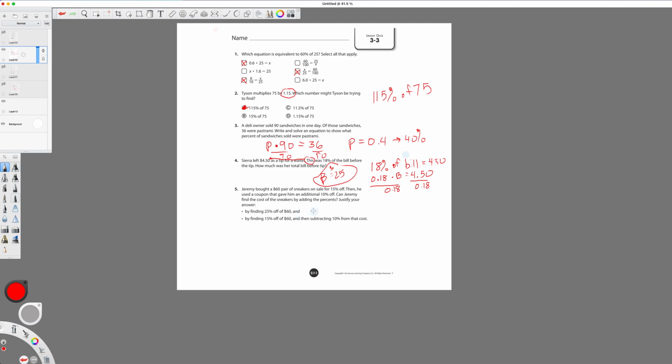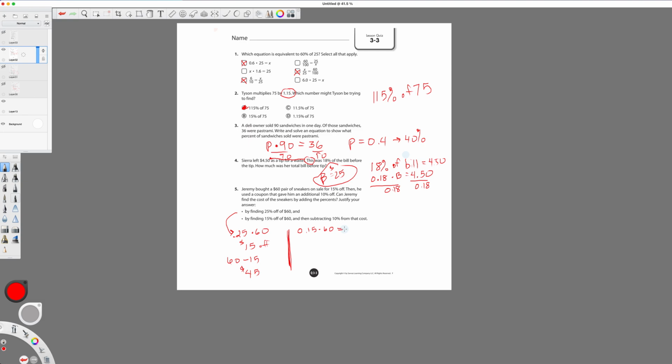If you take 25% of 60, so 25% of 60, you can take 0.25 times 60, and you'll get $15. But that $15 is how much off? So this first one is taking $15 off. So the cost of the sneakers would be 60 minus that 15. It'd be a $45 purchase. If we did it the other way, we have to break it down into pieces. I have to find 15% of 60, 0.15 times 60.